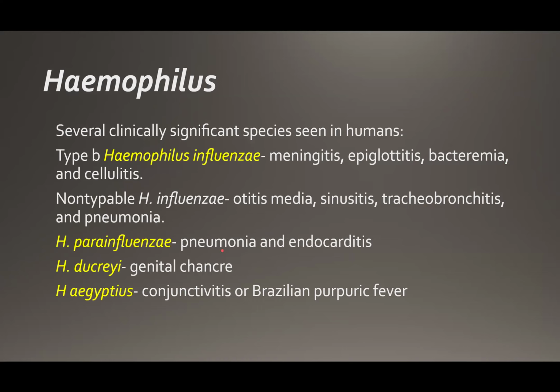In humans, we can see this. There is type B Haemophilus influenzae, and it causes the following diseases. There is non-typable H. influenzae as well, and these are the diseases that it causes. So the most important species in humans is your influenzae. Parainfluenzae causes pneumonia and endocarditis. There are also other species worth mentioning, Ducreyi and Aegyptius.